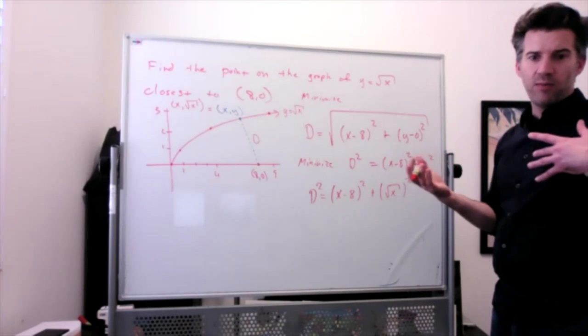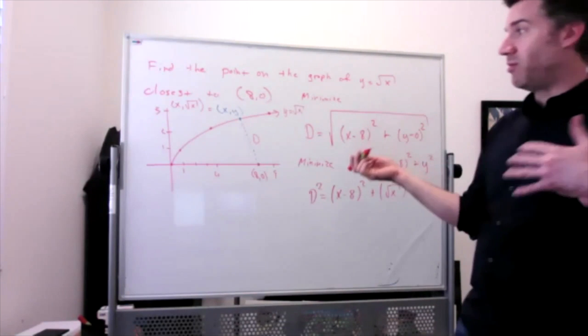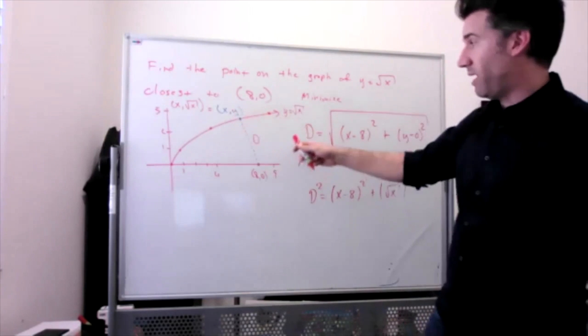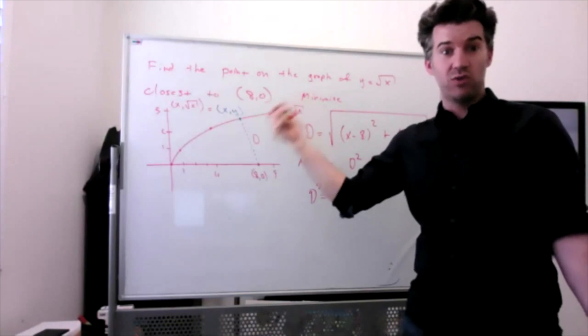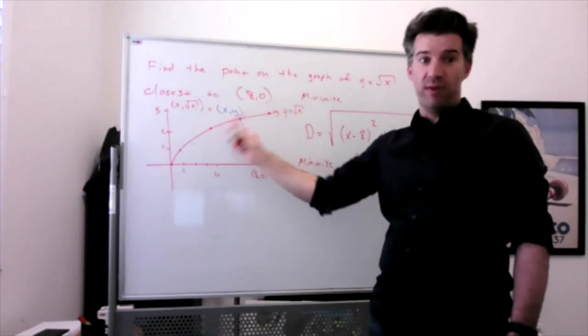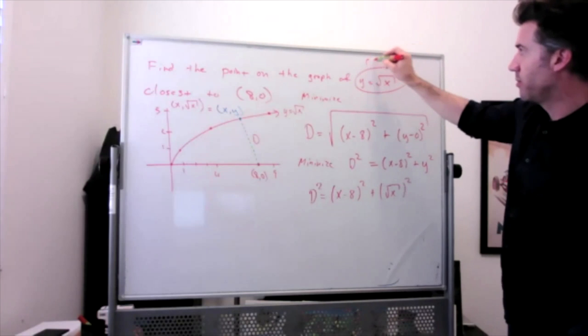I know I didn't really say anything about this here, but in these kinds of problems where you're trying to minimize the distance between a point and a function, the fact that this other point has to be on the function is your constraint. Right? You're constrained by, oh yeah, this point has to be somewhere on this graph. So this is our constraint right here.